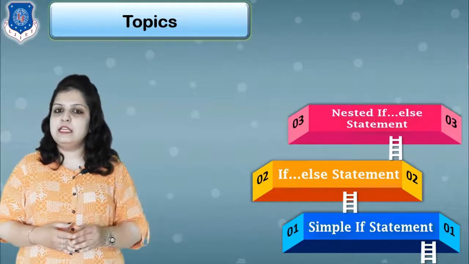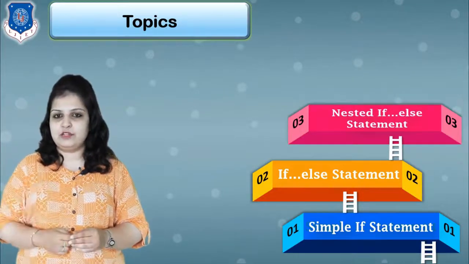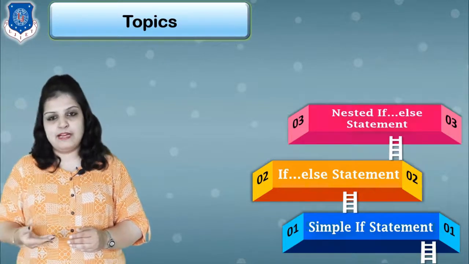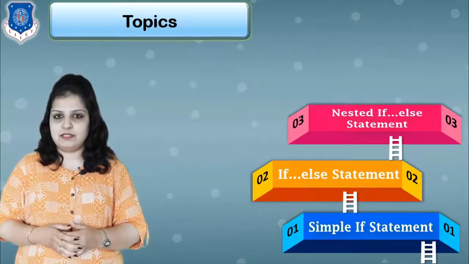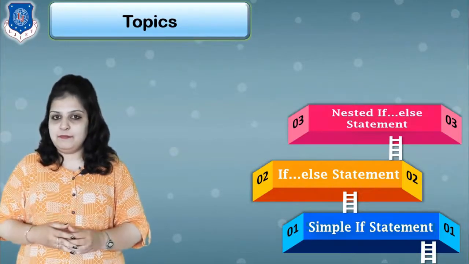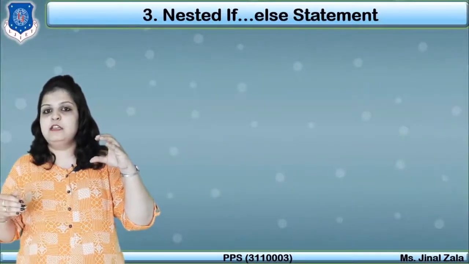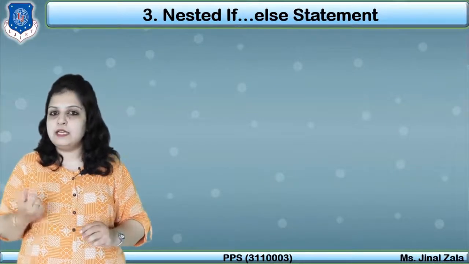In the previous simple if and if else statements we wrote only one single condition. But when you want to use multiple conditions that are dependent on each other, then you can use a statement like nested if else. In nested if else statement, we have to write one if else statement inside the if statement. Same thing we have to write for else. How can we write it?